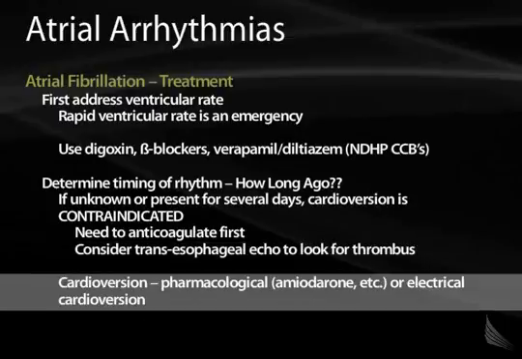Once you're certain that a patient does not have a blood clot or they've been anticoagulated for an appropriate amount of time, you can cardiovert that person, either pharmacologically, usually we use amiodarone or another antiarrhythmic drug, or through a direct current electrical cardioversion. The person will then return to sinus rhythm in most cases.